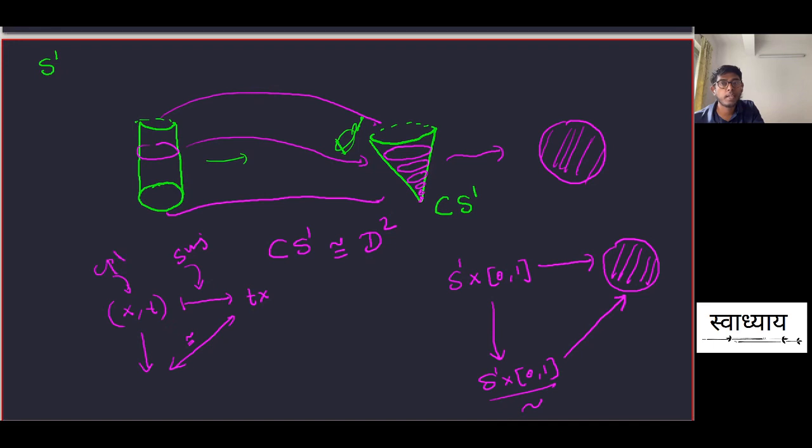This is compact. This is Hausdorff. So this will be compact, this is Hausdorff, and this is a bijection. So a compact bijection will give you a homeomorphism. A continuous bijection from a compact space to a Hausdorff space will give you a homeomorphism. So this will prove that the cone of the circle is nothing but the disk.